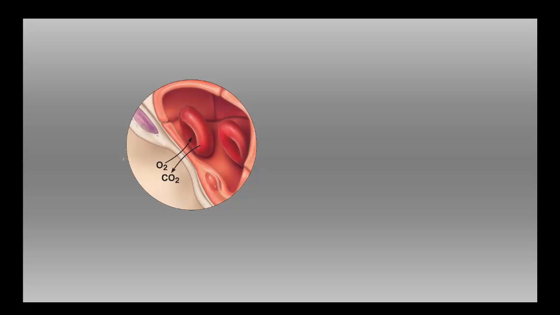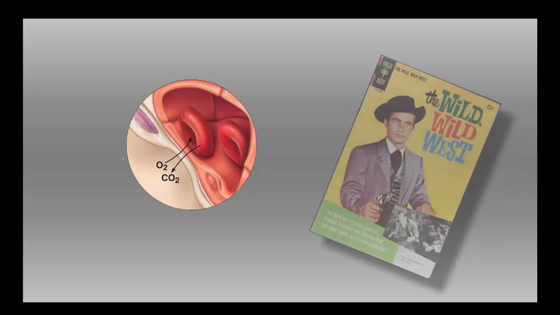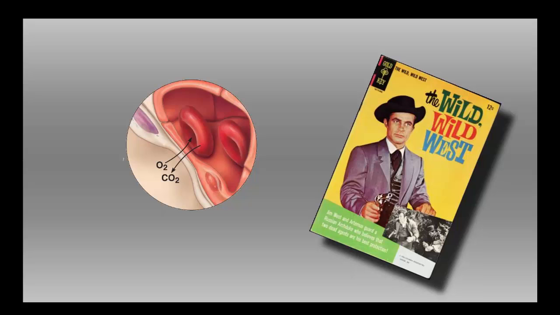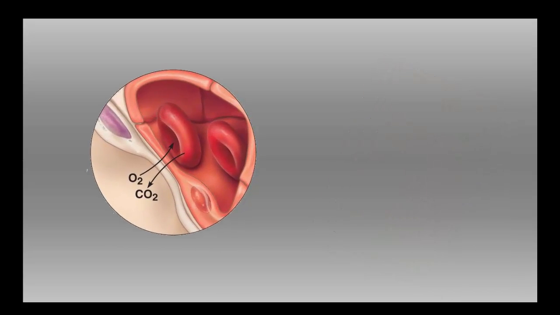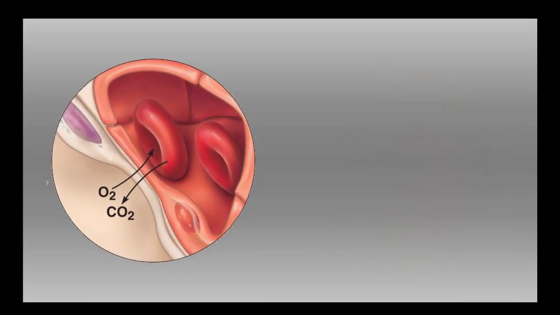Now we all know the way the story ends. The hero gets the girl. Oh sorry, that's the wrong story. The tissue cells get the oxygen and carbon dioxide is kicked out of town.